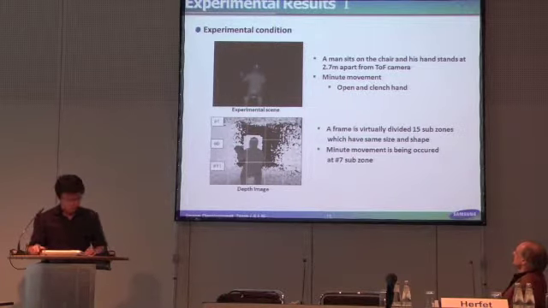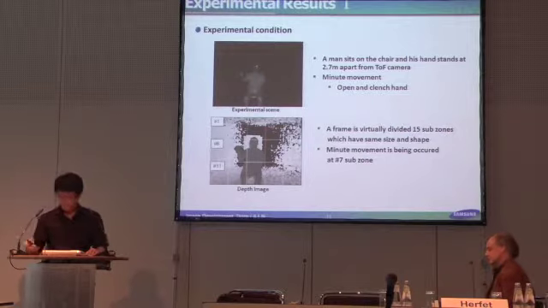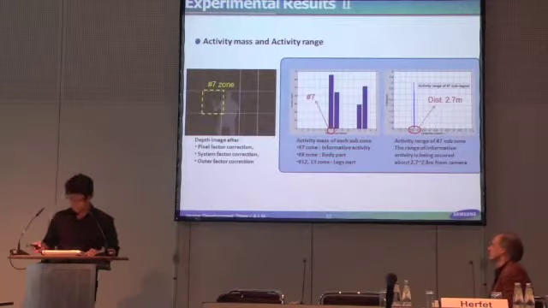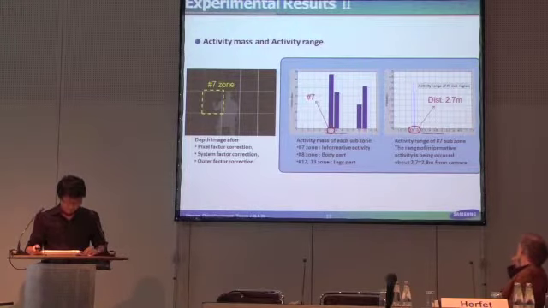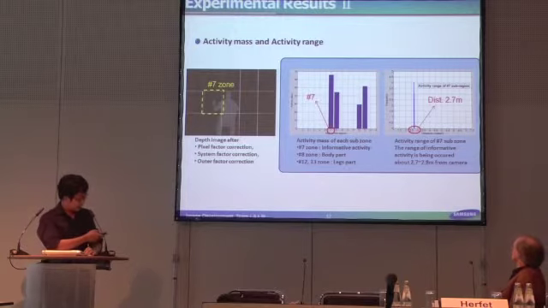You see that a frame is virtually divided into subzones which have the same size and shape. Minute movement is occurring at number 7 subzones. Activity mass is large at number 7 subzones. These are the zone numbers and the 7 zones.